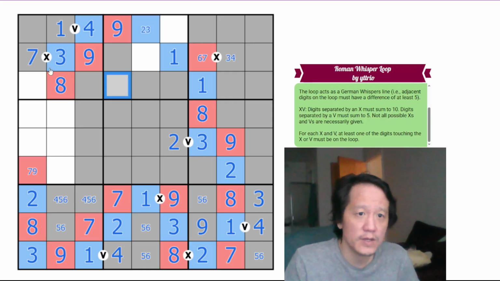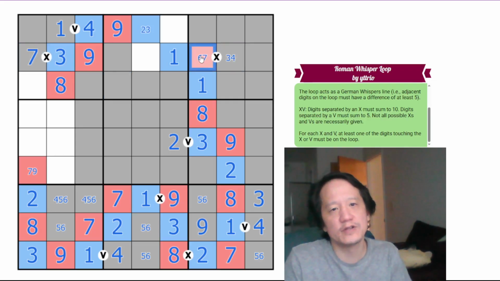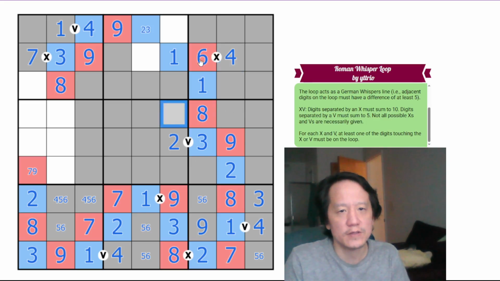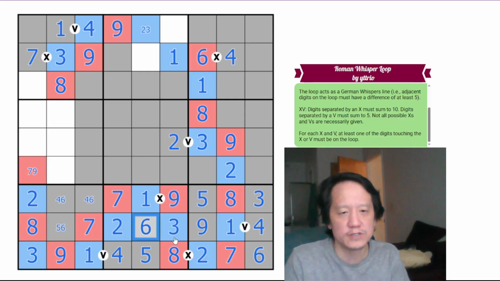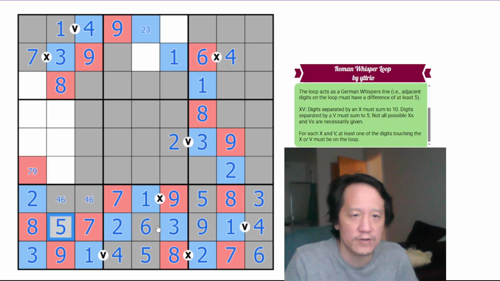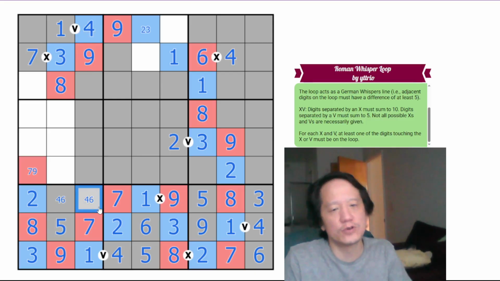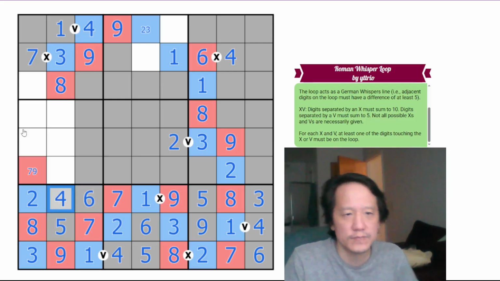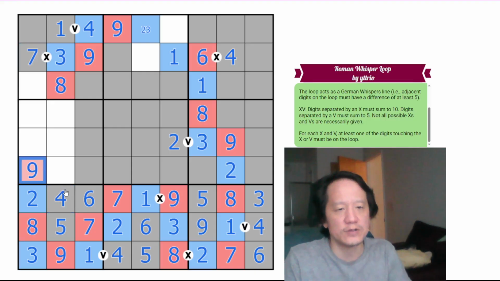Okay. This 7 and 3 eliminates 7 and 3 here, so this must be 6 and this must be 4. That 6 eliminates 6 here, so this is 5 and 6. 5 eliminates 5 here. This 6 means this can't be 6. This is 5, which makes that 6, which makes that 5. This 4 eliminates 4 here, so this is 6 and 4. This 7 eliminates 7 here, so that's 9.